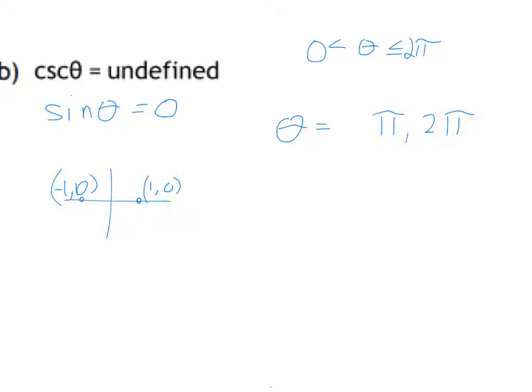The general solution would be what? Pi n. Every pi, cosecant will be undefined.